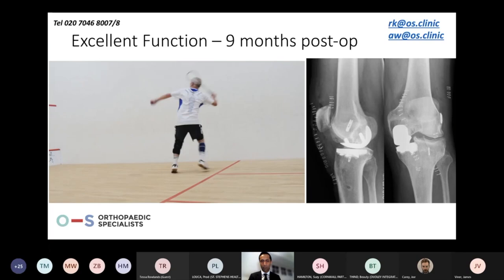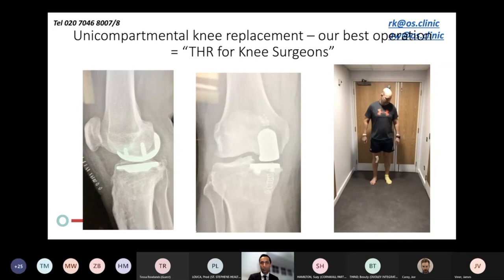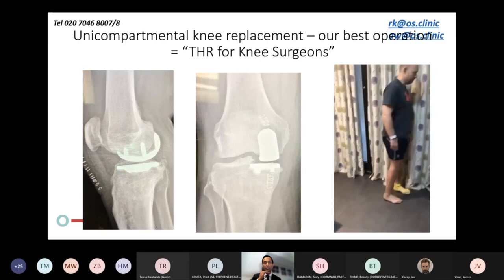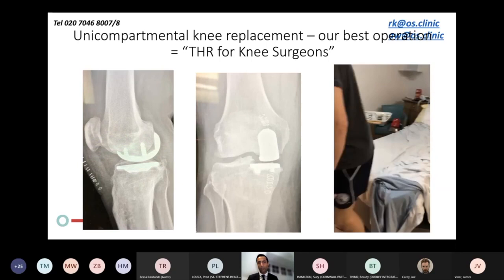It's not a one-off. This patient is ex-military, really high demand from his knee, had multiple injuries during his time of service. And as the slide says, a partial knee replacement for a knee surgeon is like doing a hip replacement for a hip surgeon. So we really enjoy doing these procedures.